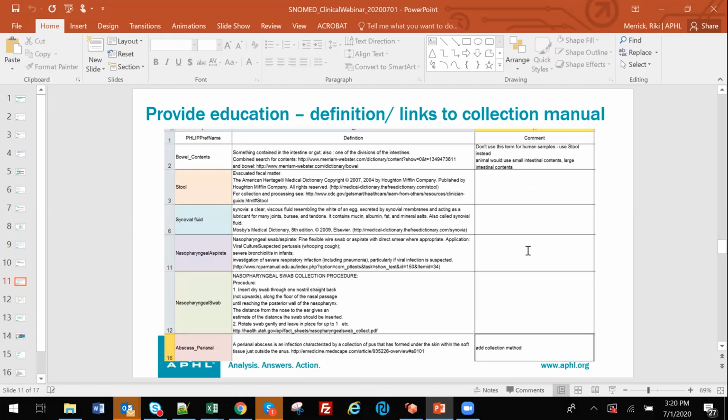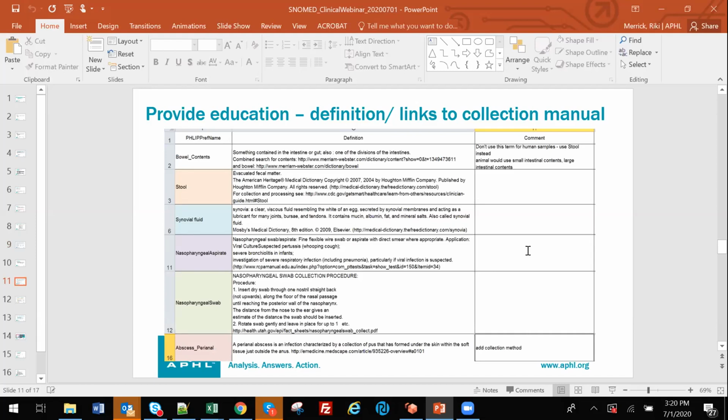Then the next use was to provide education. So again, for this FLIP preferred name, we really wanted to make sure that if somebody picks this up later, they still know what we mean by stool or synovial fluid. And these are obviously easier terms than some of the other ones that people could come up with. And so we try to be really precise in the definition and include our sources.